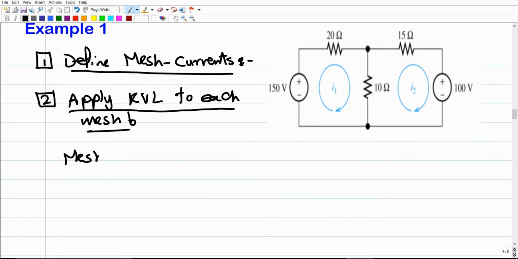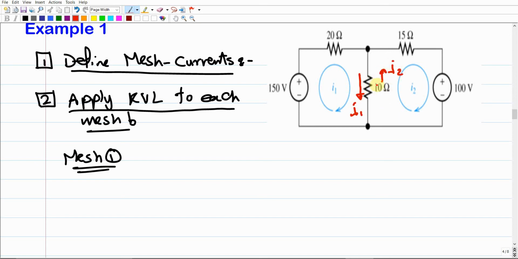In mesh 1, we already have 3 electrical elements, but you have to have a look at the electrical element that is common between two meshes, like the 10 ohms. This 10 ohms is common between mesh 1 and mesh 2. So you have to figure out the direction of the current. The current over the 10 ohms, according to mesh 1, should be I1 going down, right? But the current I2 should be going up.